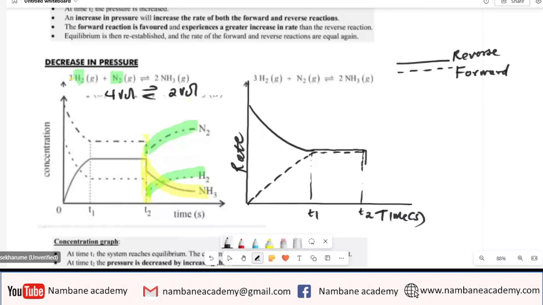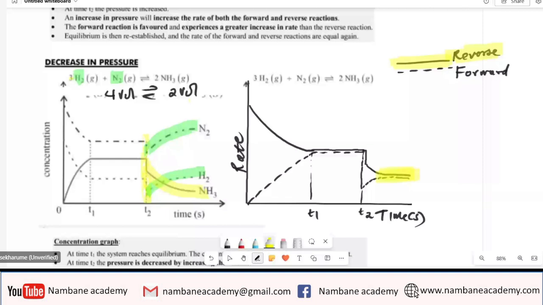But which side will be favored? The reverse reaction will be favored. So the one that will be favored is going to decrease less. We don't favor this one, it will increase more until we do what? Now we need to work on the disturbance. By opposing the disturbance, we need to increase it. This is the Le Chatelier principle. So the one at the top must be the one which is favored. So now we favor the reverse, which is the solid line. So the solid line is on top of the broken one.